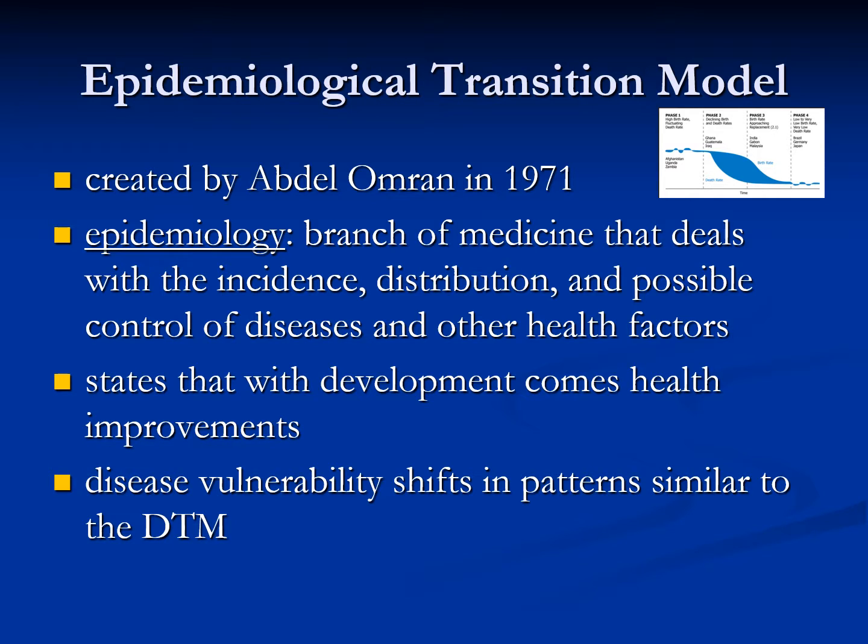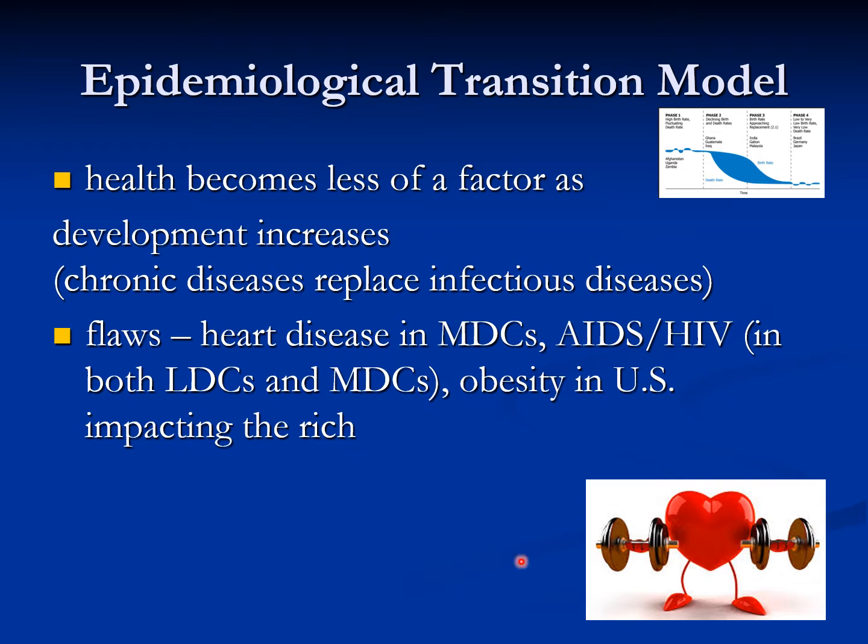The epidemiological transition model was created by Abdel Omran in 1971. Epidemiology is the branch of medicine that deals with the incidence, distribution, and possible control of diseases and other health factors. It states that with development comes health improvements. Disease vulnerability shifts in patterns similar to the DTM. Health becomes less of a factor as development increases. Chronic diseases replace infectious diseases.